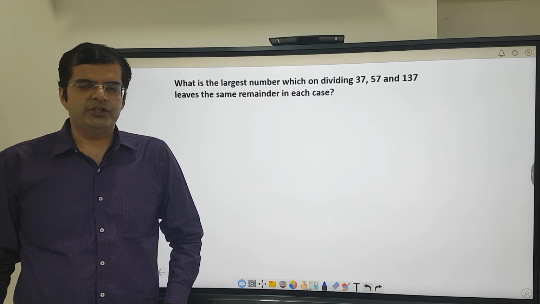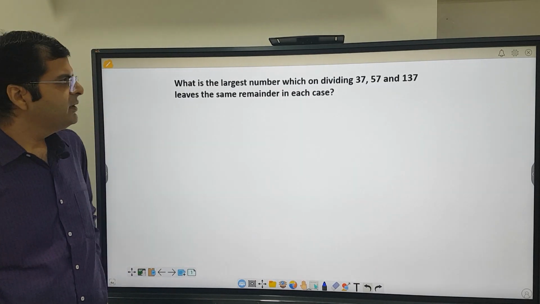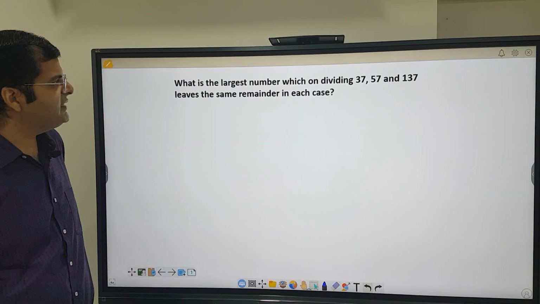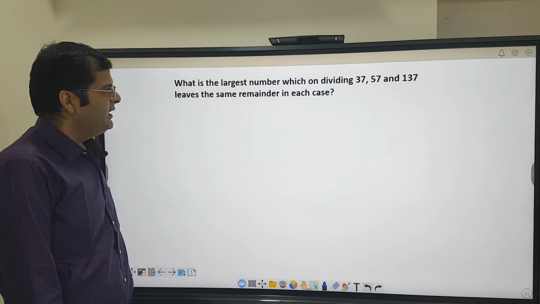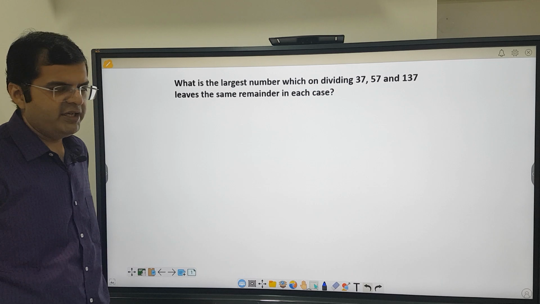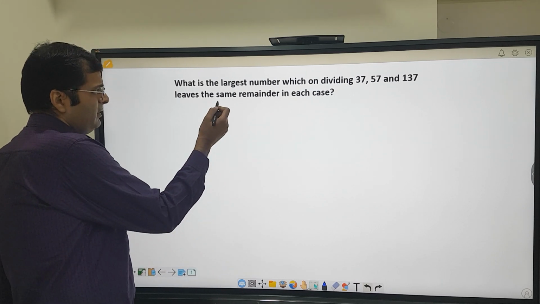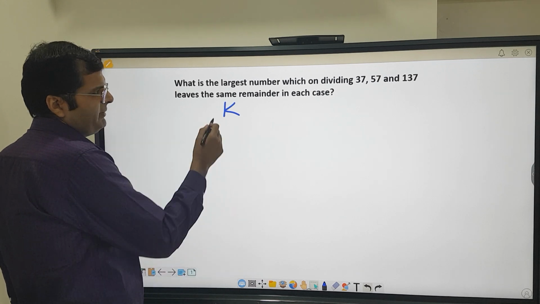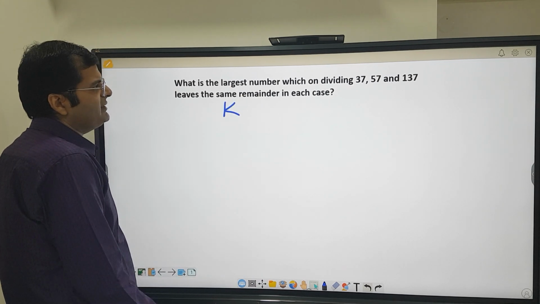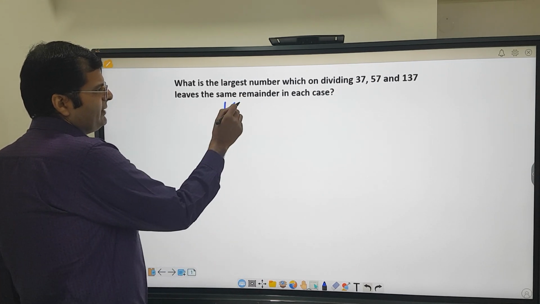So this is the 10th question of the HCF and LCM chapter. The question says, what is the largest number which on dividing 37, 57 and 137 leaves the same remainder in each case? So let that number be k, the largest number which on dividing these numbers leaves the same remainder.